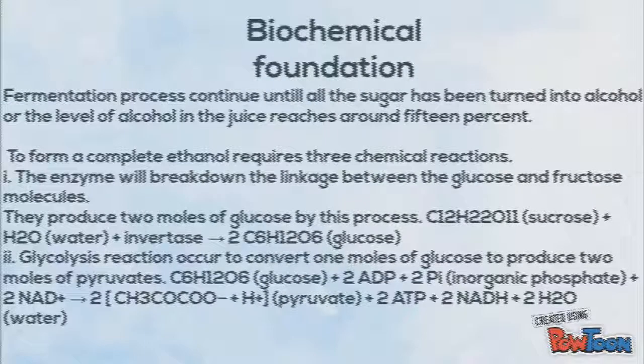Since the skin of the grape is rich in sucrose, as we have studied in simple and complex carbohydrates, the disaccharide sucrose contains a combination of the monosaccharides glucose and fructose. In the first step of alcoholic fermentation, in the presence of water and invertase, sucrose will be broken down to fructose and glucose, so they produce 2 moles of glucose in this process.